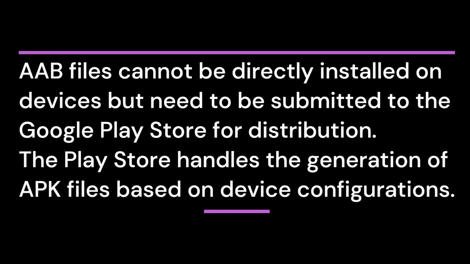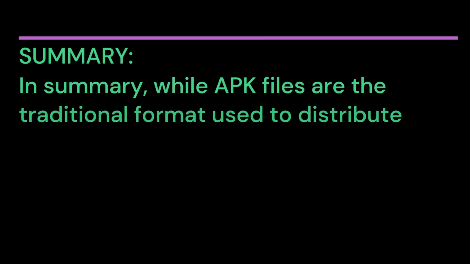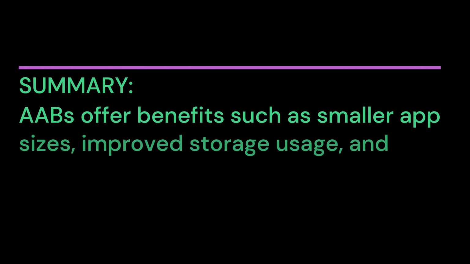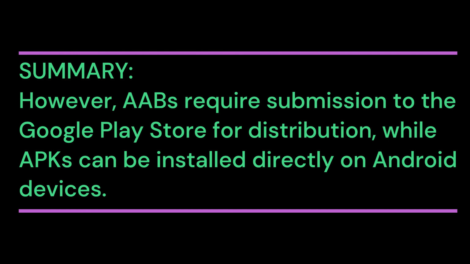AAB files cannot be directly installed on devices but need to be submitted to the Google Play Store for distribution. The Play Store handles the generation of APK files based on device configurations. In summary, while APK files are the traditional format used to distribute Android apps, AAB files are a more optimized and modular publishing format introduced by Google. AABs offer benefits such as smaller app sizes, improved storage usage, and dynamic feature delivery. However, AABs require submission to the Google Play Store for distribution, while APKs can be installed directly on Android devices.